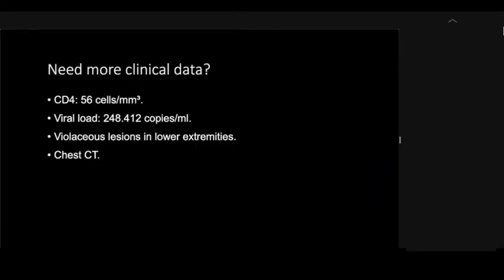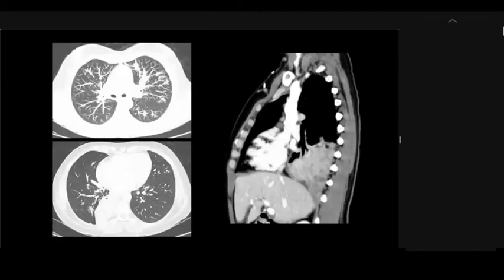We reviewed her chart and saw that she had low CD4 cell count, high viral load, and violaceous lesions in the lower extremities. A chest CT showed multiple flame-shaped lesions with peribronchovascular distribution, and a large lesion in the right inferior lobe.